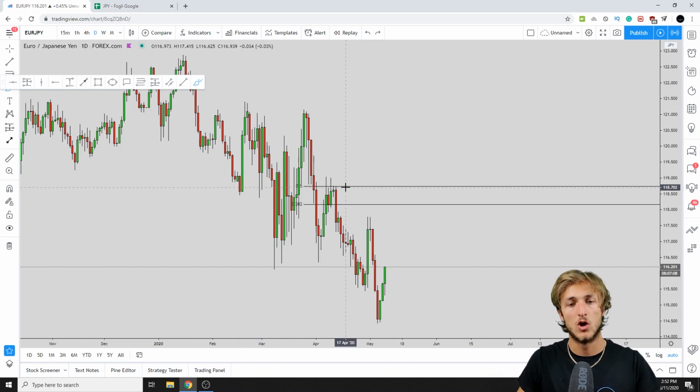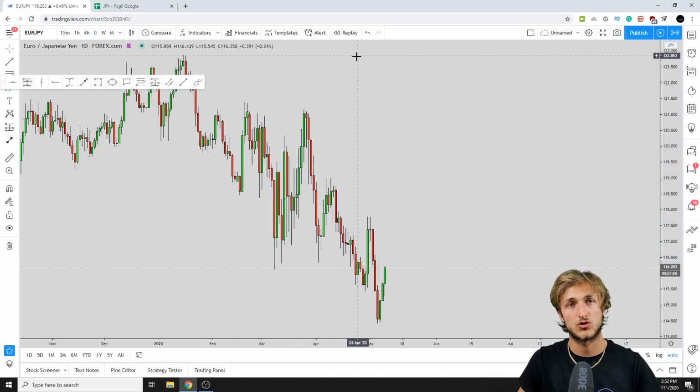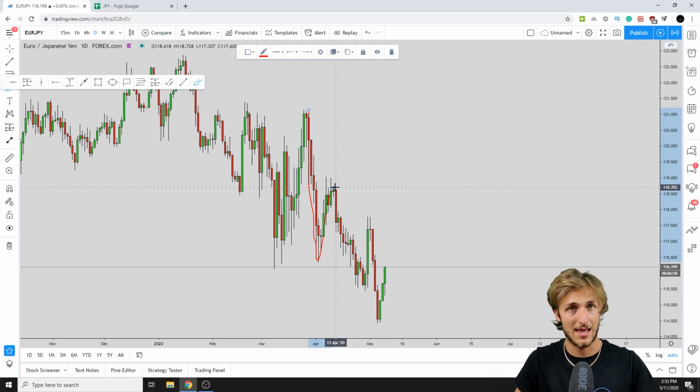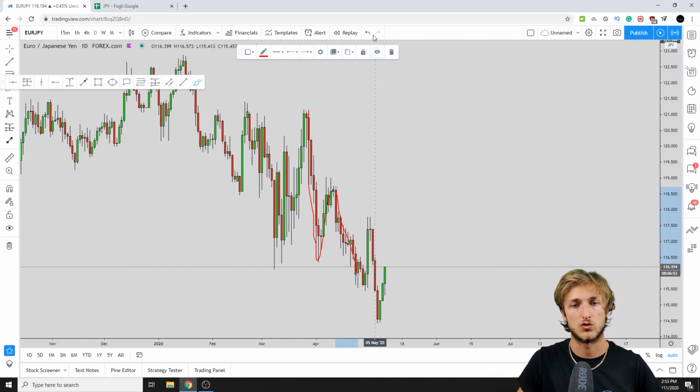On the daily, we can see that there is a nice downtrend developing, with the market breaking all structure to the downside, creating a lower low, and making a nice retracement to the 50%. And what we can expect from a technical perspective is continuation to the downside.